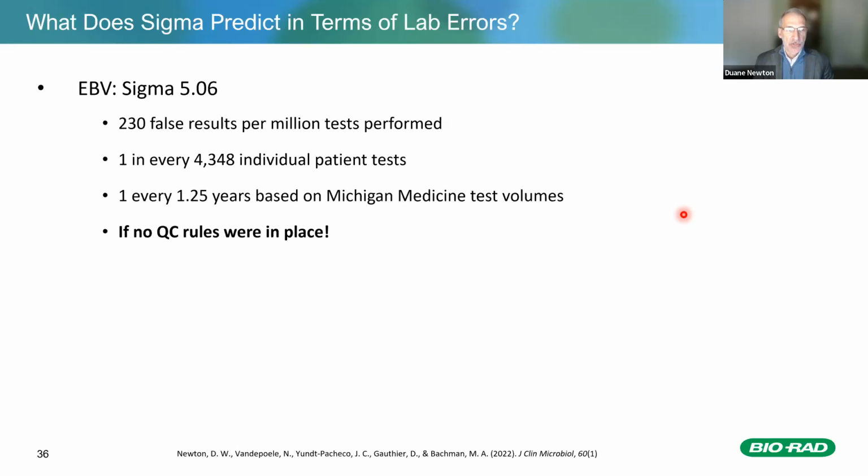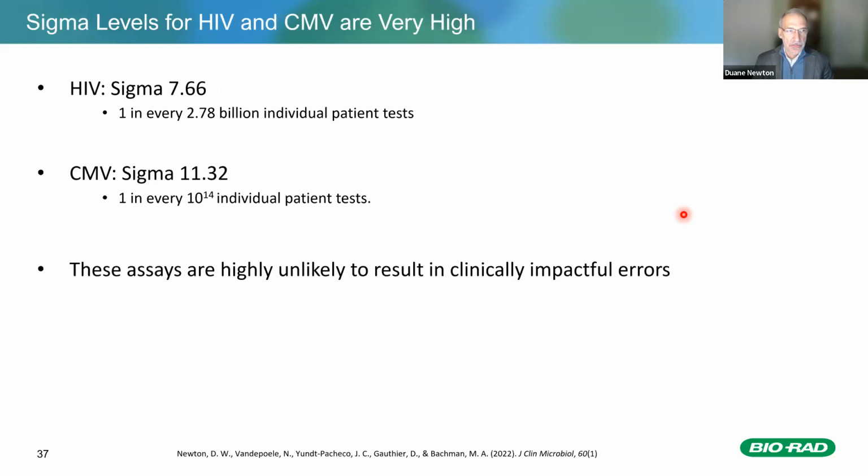And that's if no QC rules were in place. So it's just taking the values that you got and accepting them and reporting the results. We would have had 1 error every 1.25 years. And reminding you that this is assay performance for an LDT. EBV was the LDT in this study.